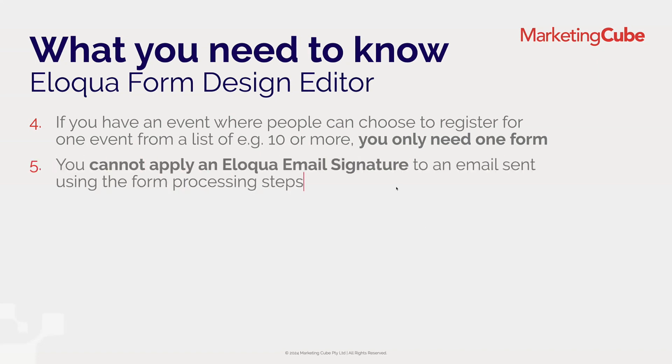Now, you cannot apply an Eloqua email signature to an email sent using the form processing step. So this is more of a heads up than anything else. The ability to apply an email signature, which you see in most of the email communications you get from us around the user group, is something we use the campaign canvas to send. That makes sense because the signature function is available on the campaign canvas. However, occasionally people will want to use that same functionality following a form submission.